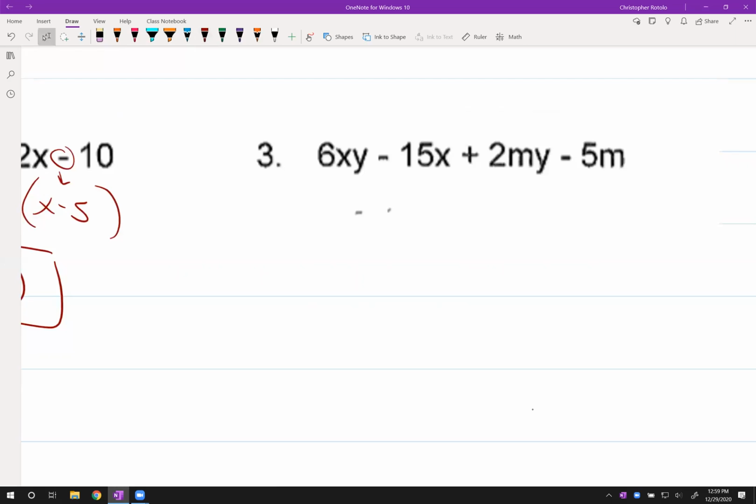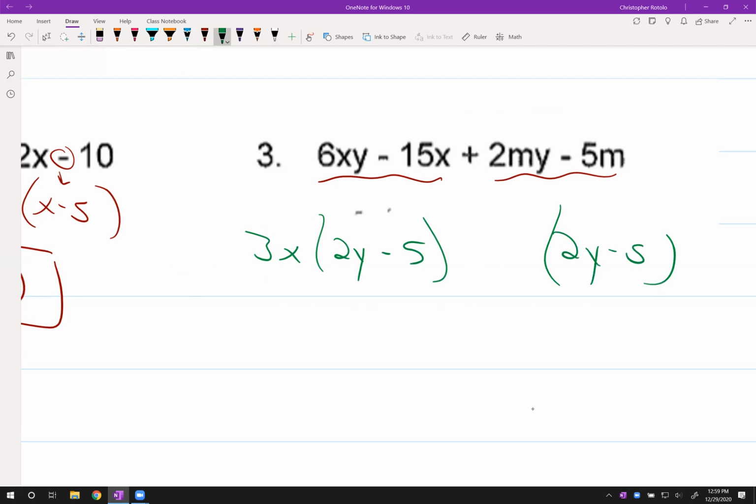Oh my, look at all this stuff going on. Okay, it doesn't matter what type of alphabet soup we have going on. Just do it like you normally have. First two, second two. 6 and 15, 3. They both have an x. So I need 2y minus 5. We'll take out the x, so I'm going to leave a little space, 2y minus 5.